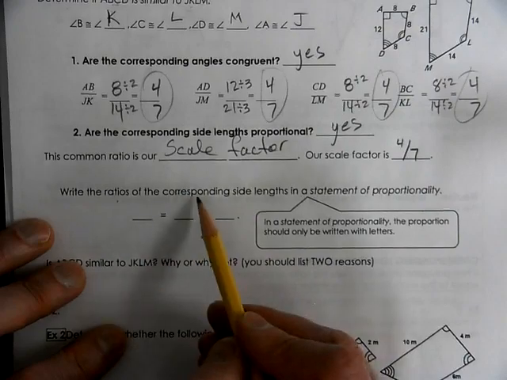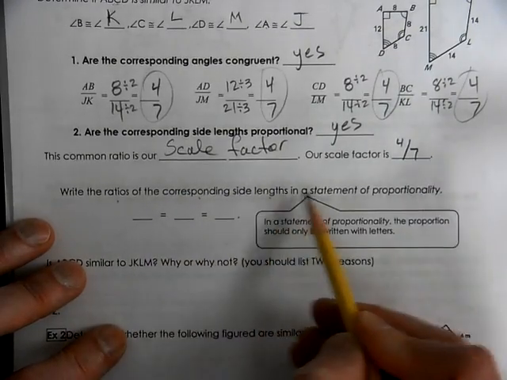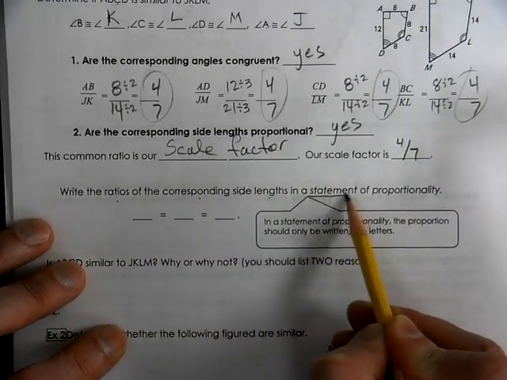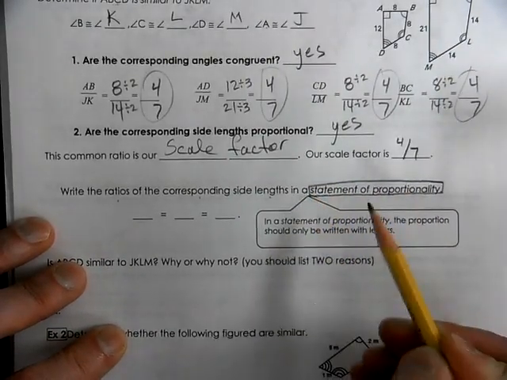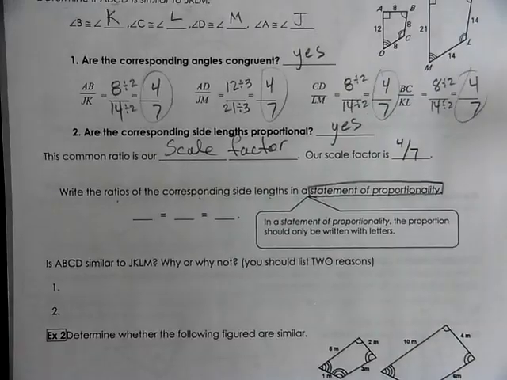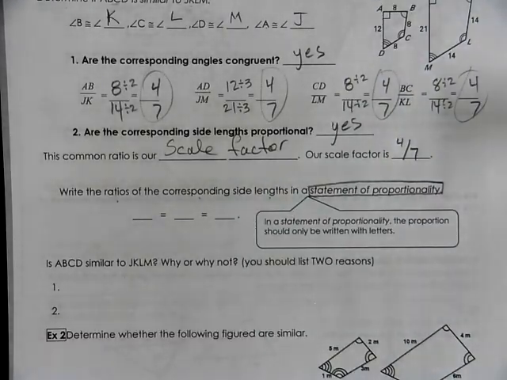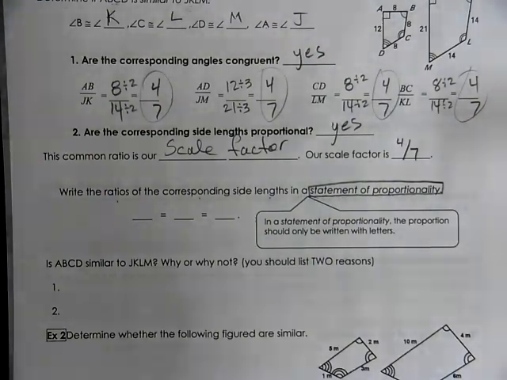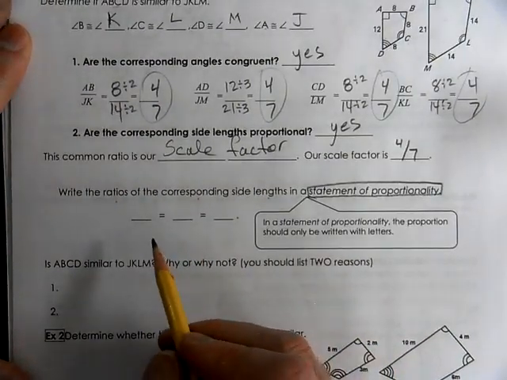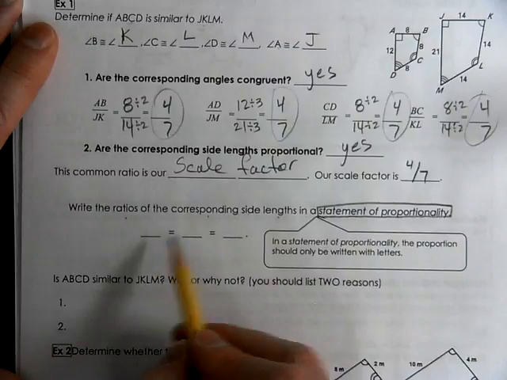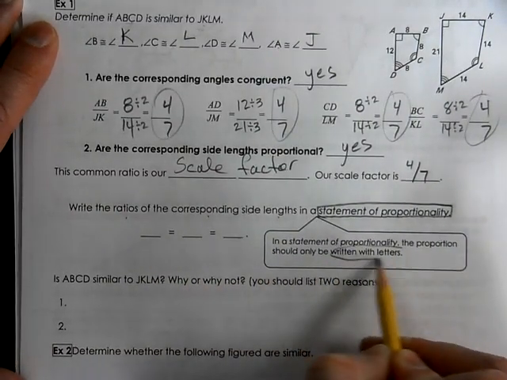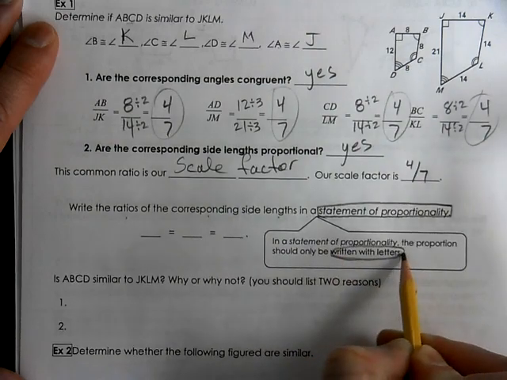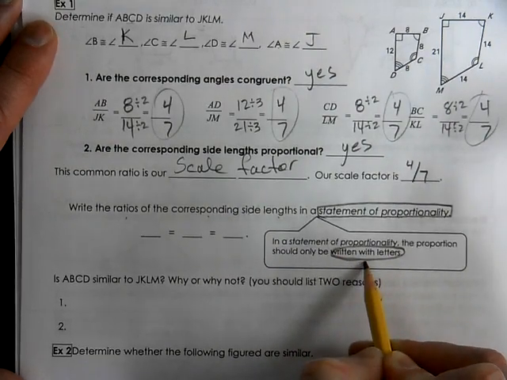Write the ratios of the corresponding side lengths in a statement of proportionality. A statement of proportionality tells us how to do something. It's a specific process. It means it wants us to write the fractions using letters. They say right here, written with letters, not numbers.